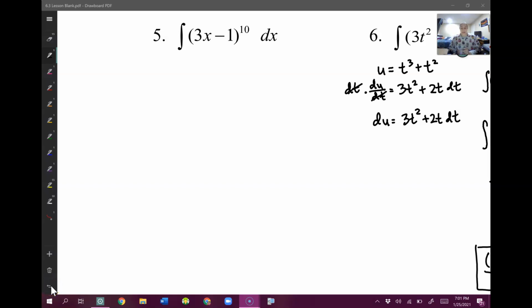Welcome back to lesson 6.3. Let's do example number 5 where we do another example of u substitution.